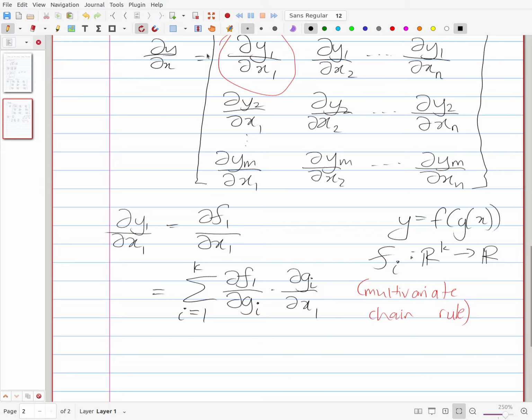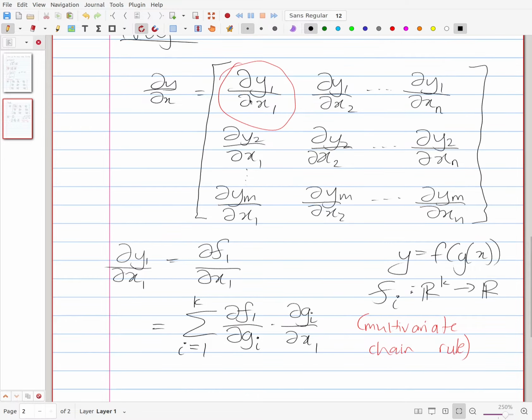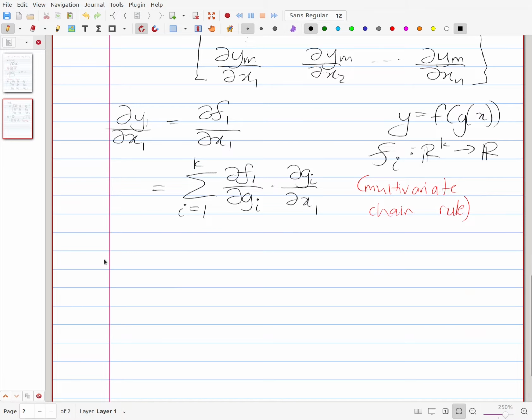So I can rewrite this component of the matrix as this value. So let me do that. This component of the matrix, I'm going to write like this.